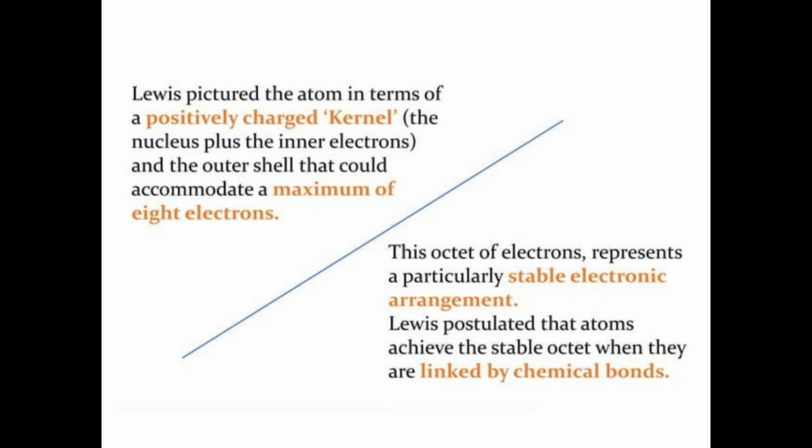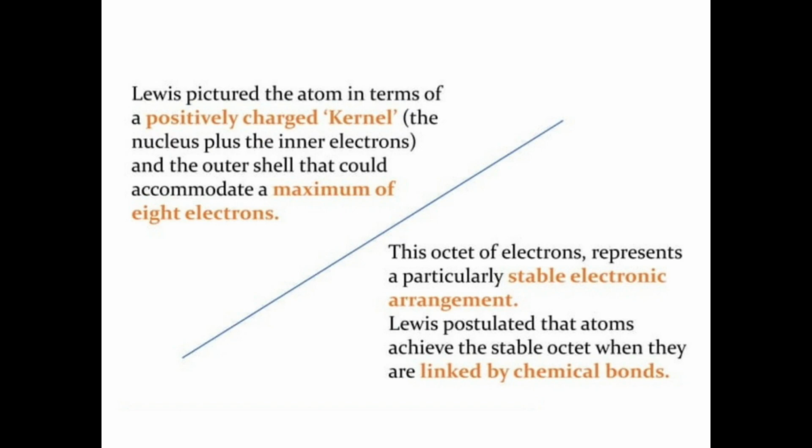All of you know that an atom consists of three kinds of particles: electron, proton and neutron. Out of these three fundamental particles, the proton and neutron are present in the center part of the atom, which is called the nucleus, and electrons rotate around the nucleus in circular paths called orbits. The nucleus and all the inner orbits of electrons are collectively known as the kernel, and the outer shell is called the valence shell. The valence shell of an atom can accommodate a maximum of 8 electrons.